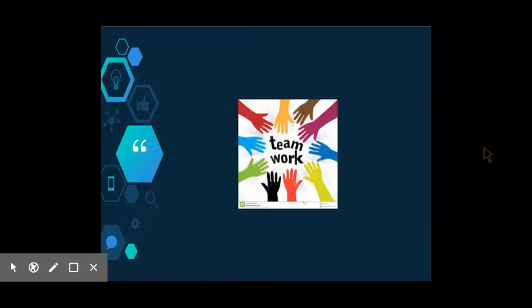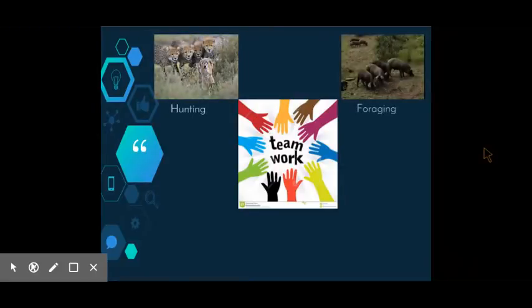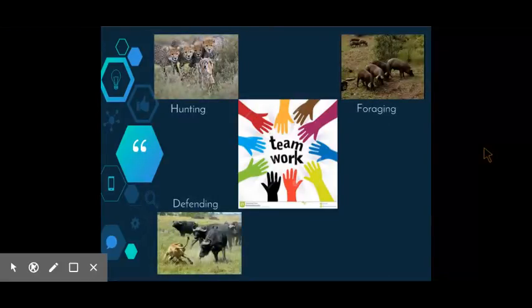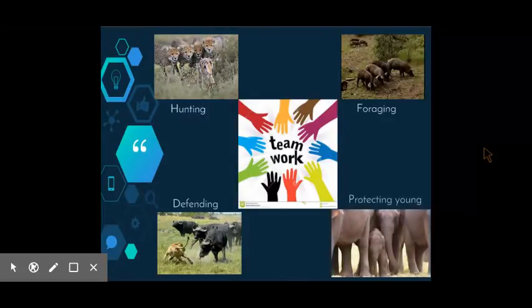This usually results in improved efficiency, obviously, of a group as a whole rather than individuals trying to achieve the same thing. In particular, things like hunting, foraging, defending, so defending resources, defending food, defending territories, and also protection of care and young are all teamwork activities that a lot of animal populations undergo in order to achieve a greater outcome.